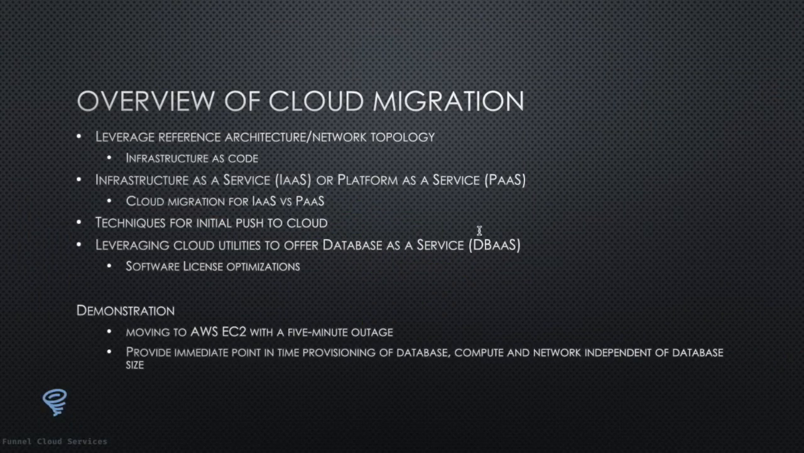Talking about today, first we want to emphasize the network architecture and defining and deploying that as infrastructure as code so that it's a consistent model and we can really rinse and repeat. We'll be talking about some of the nuances between infrastructure as a service and platform as a service. We'll talk about how to initially push data up to the cloud and some of the different techniques. And then we'll be talking a little bit more about why you want to move to the cloud.